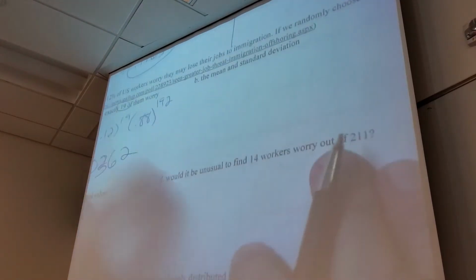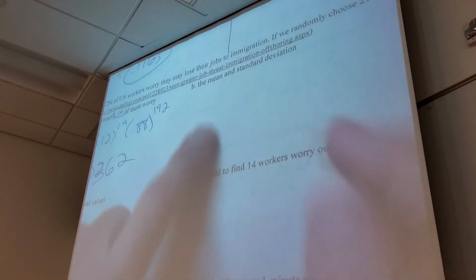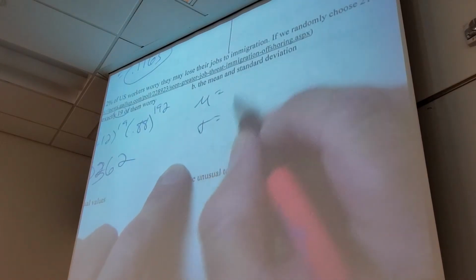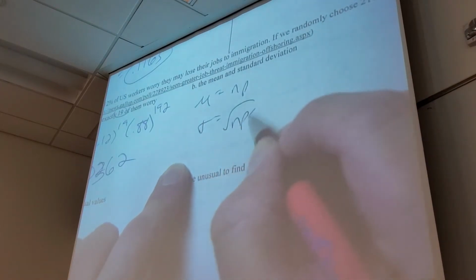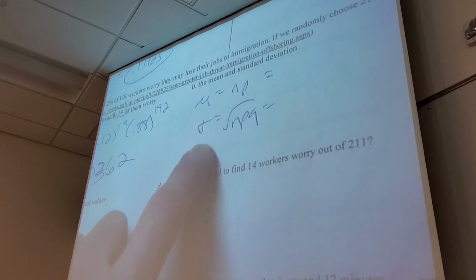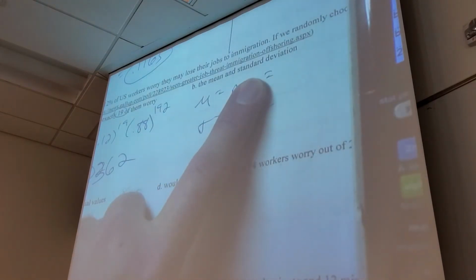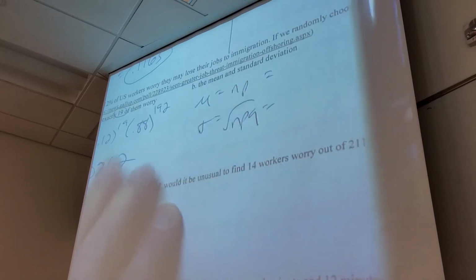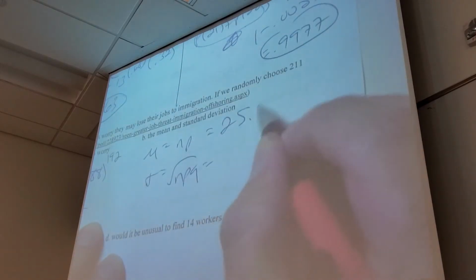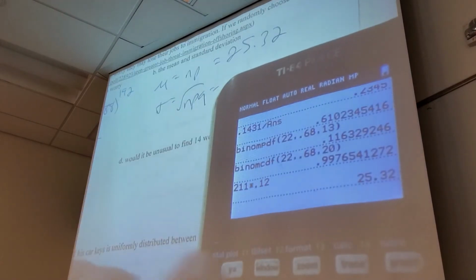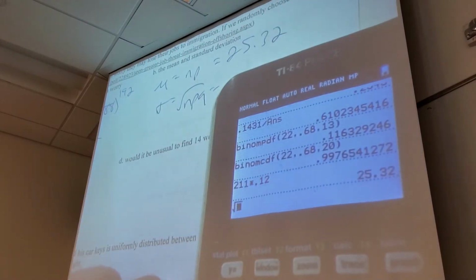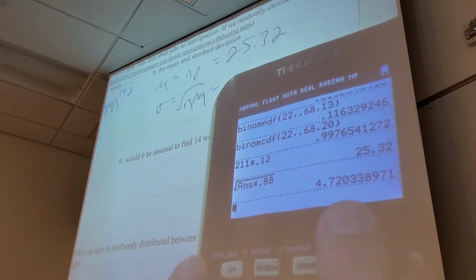And then I quickly take a turn here. The mean and the standard deviation. These are the best formulas we've seen yet for these things. No table required. Just straight up. When you do 211 times 0.12, you should have gotten 25.32. And then when you do the square root of n p q, you should have gotten 4.72.